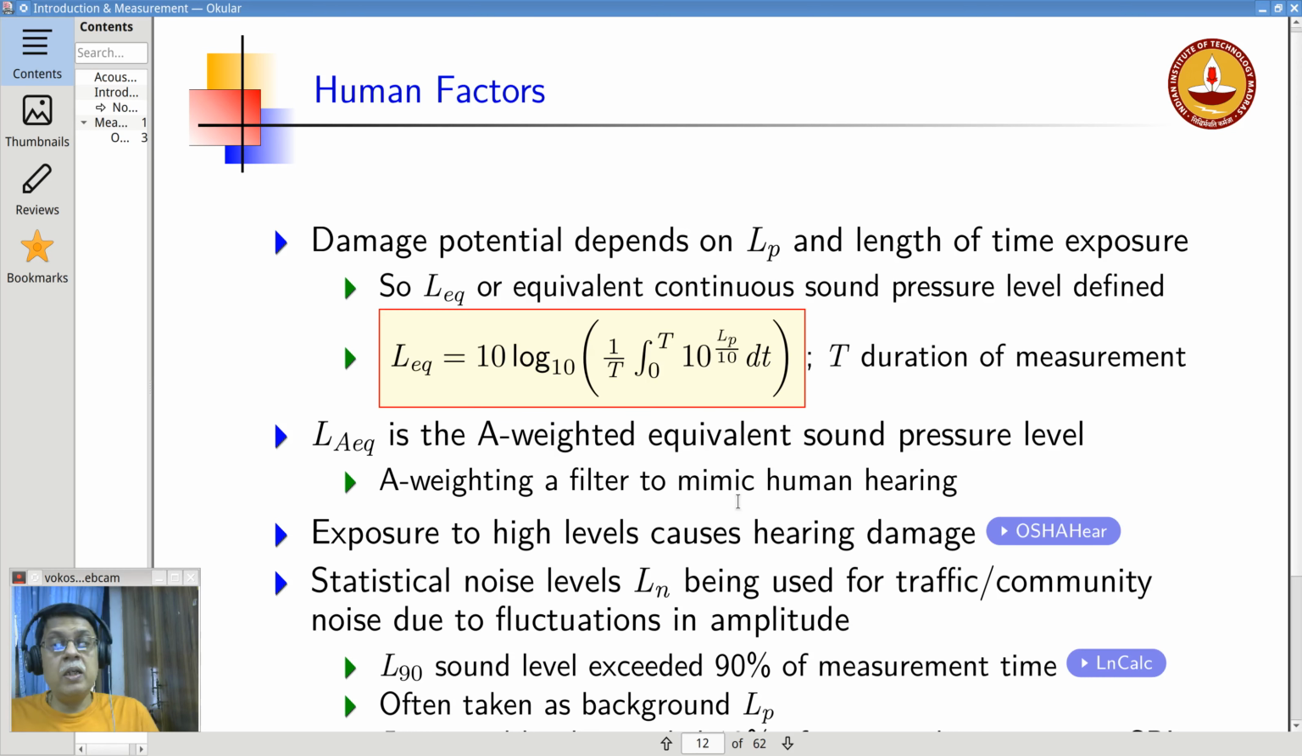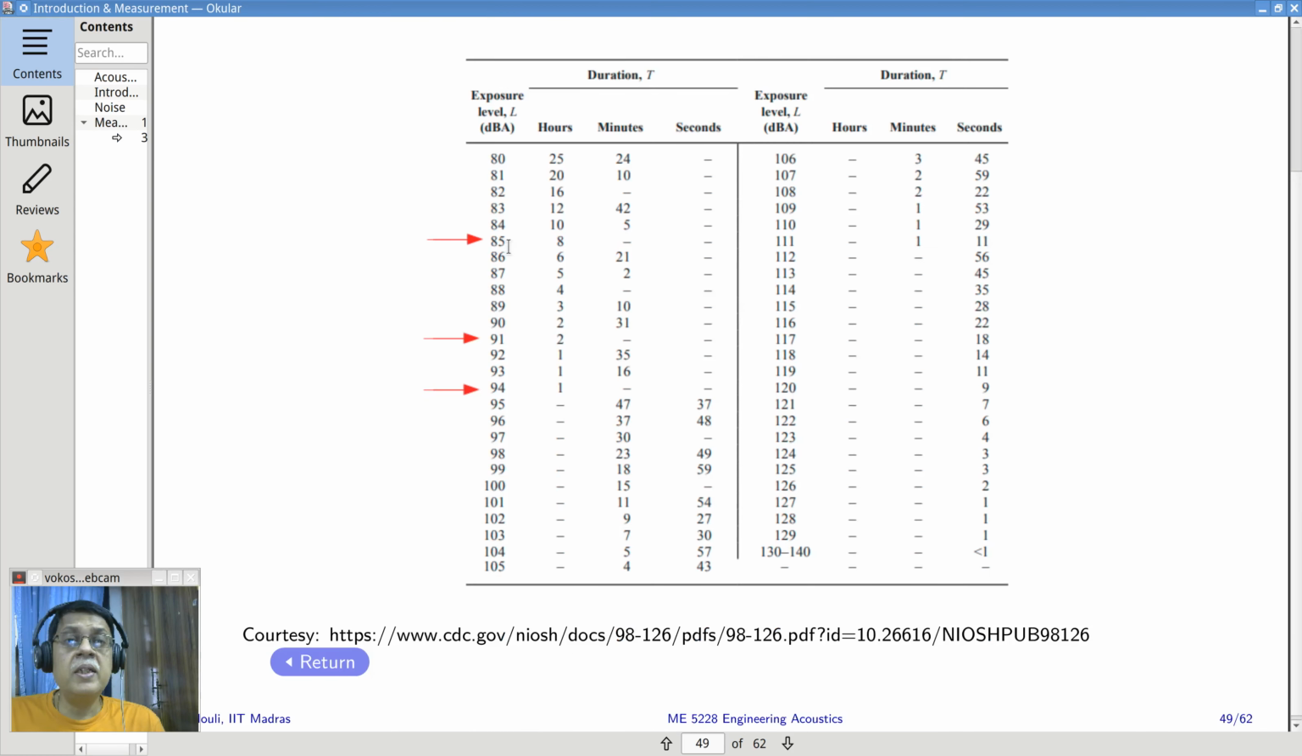Now in the US, OSHA, which is the Occupational Safety and Health Administration, has basically come up with what high levels, what is the LA equivalent that can cause hearing damage. So you can see here the exposure level. This is called L equivalent, which is the exposure level. 85 dB is what you can be exposed to for an 8-hour shift.